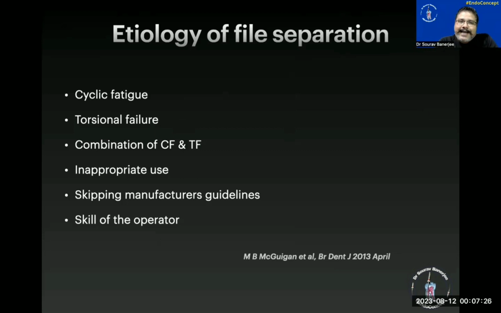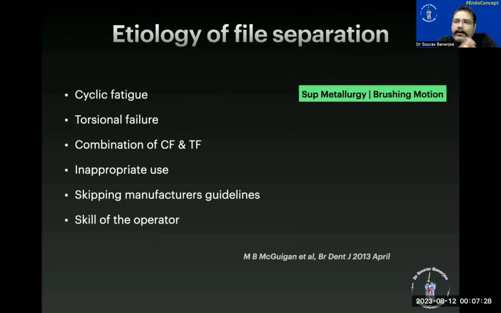For cyclic failure, the best way to avoid it is to use superior metallurgy. So you can use good nickel-titanium instruments for better cyclic failure resistance, and also use the instrument in a brushing motion. Cyclic fatigue is a failure that happens when you keep the file rotating at the same point. It is time dependent and location dependent.